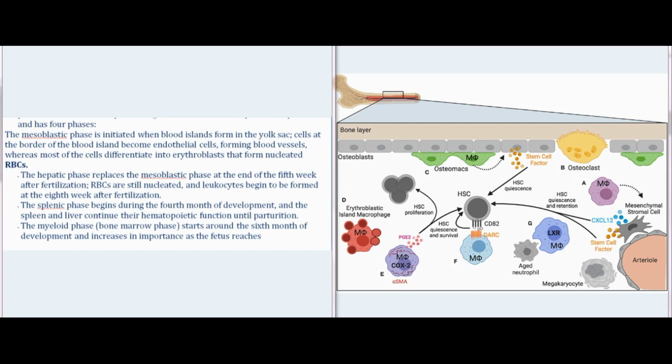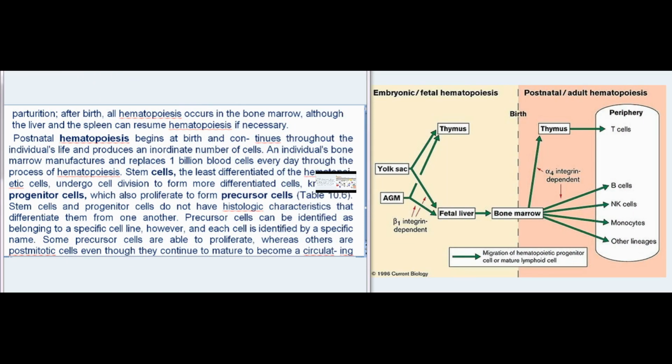The myeloid phase, bone marrow phase, starts around the 6th month of development and increases in importance as the fetus reaches parturition. After birth, all hematopoiesis occurs in the bone marrow, although the liver and the spleen can resume hematopoiesis if necessary. Postnatal hematopoiesis begins at birth and continues throughout the individual's life and produces an inordinate number of cells. An individual's bone marrow manufactures and replaces 1 billion blood cells every day through the process of hematopoiesis.